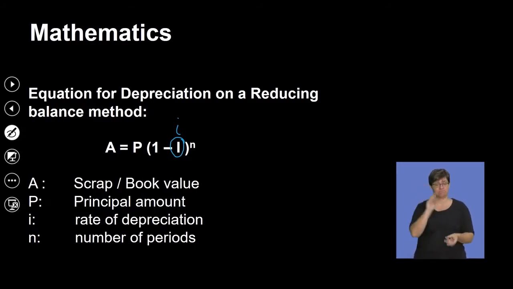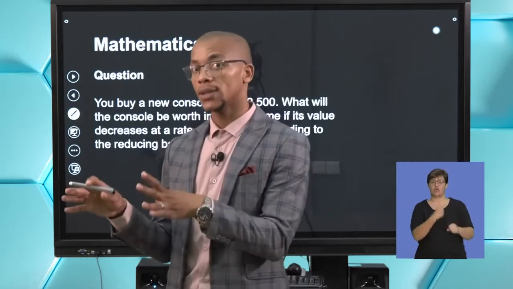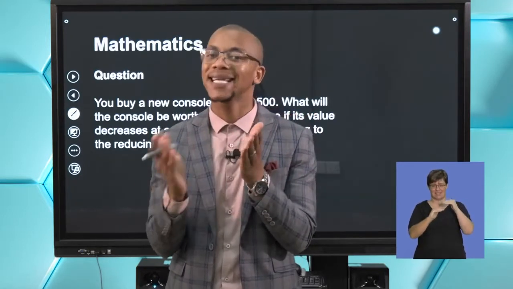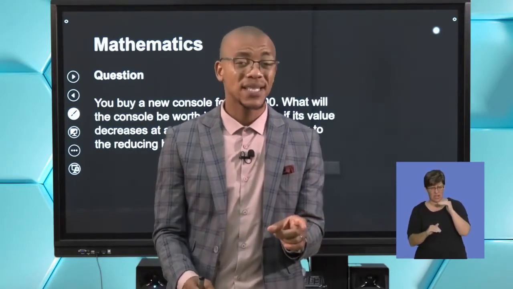But let's try and put all of this into perspective with a question. Now, you buy a new console, right? Let's say a PlayStation 5 or an Xbox Series for 12,500. What will this console be worth in 3 years' time if its value decreases at a rate of 15% per annum according to the reducing balance? Now, if you look at this, there is nowhere where I'm going to be saying to you per annum compounded. I will never say that. Why? Because depreciation is a yearly thing. It has nothing to do with months or anything like that. It normally is calculated on a yearly basis. So if you see compounded something on depreciation, there's something wrong there.